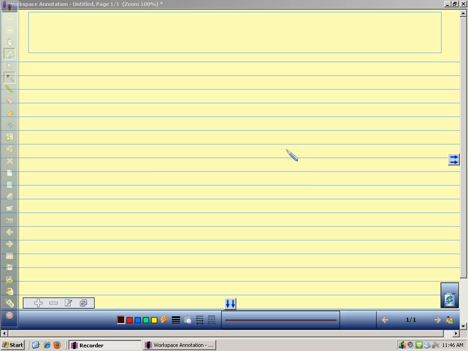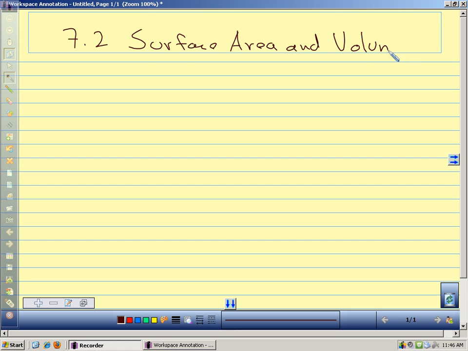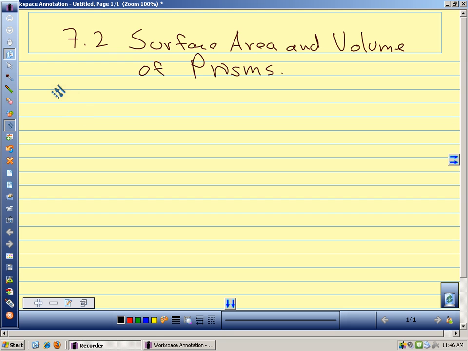And we're in, this is 7.2. We're starting into 7.2. So we're talking about surface area and volume of prisms.